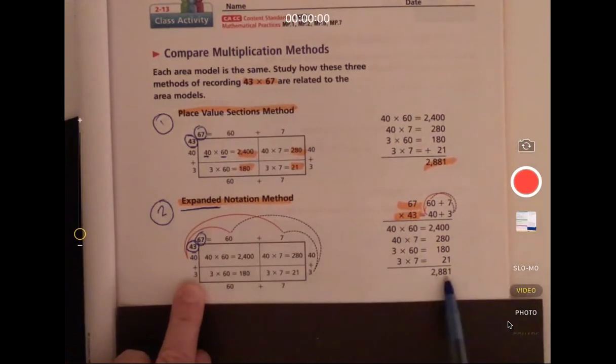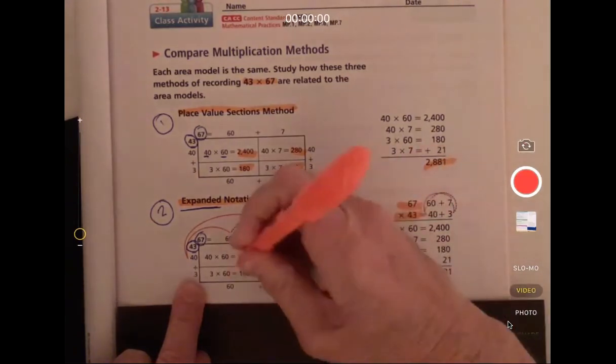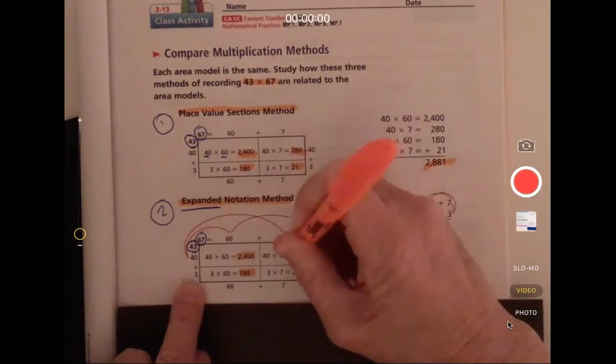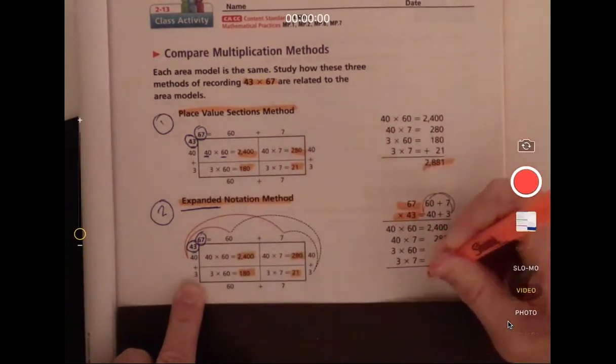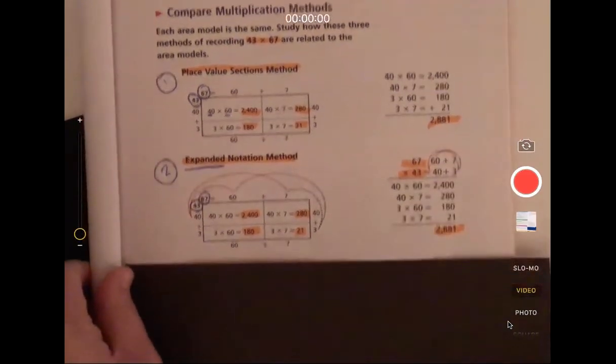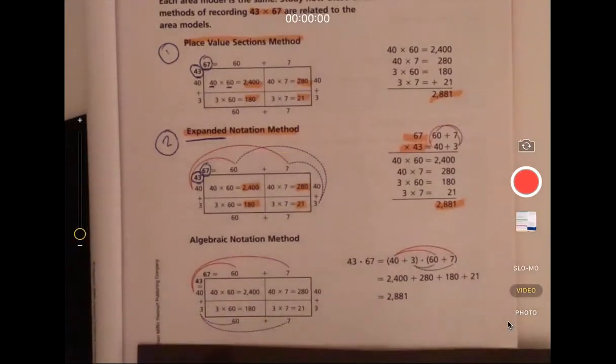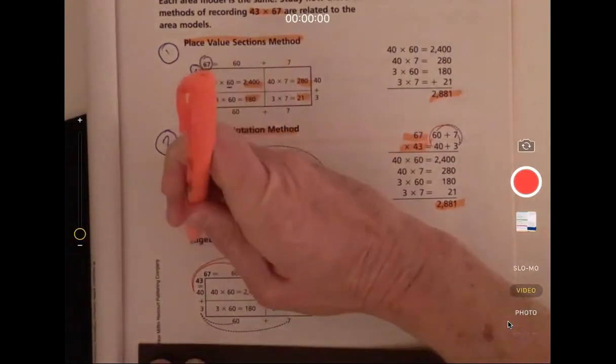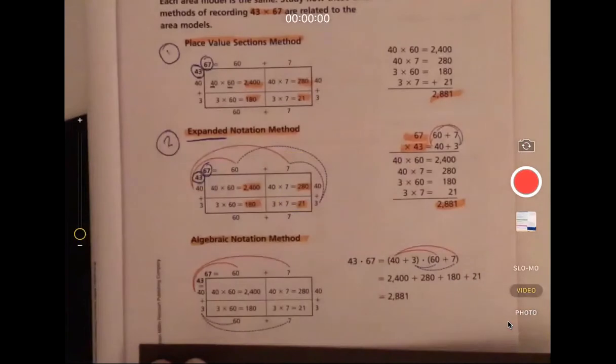And so again, it's broken them all up. You do get partial products. They're so similar. Remember that we've talked about that. So similar. All right. Let's look at the third method. The third method, algebraic notation method. This is number 3.